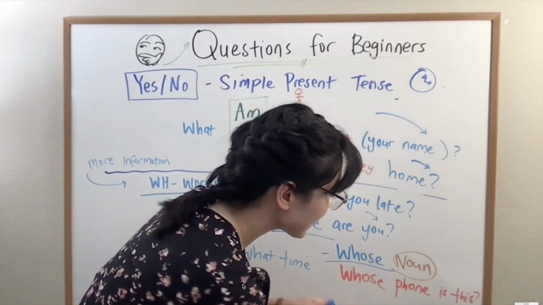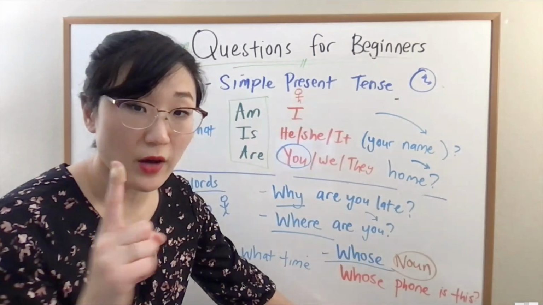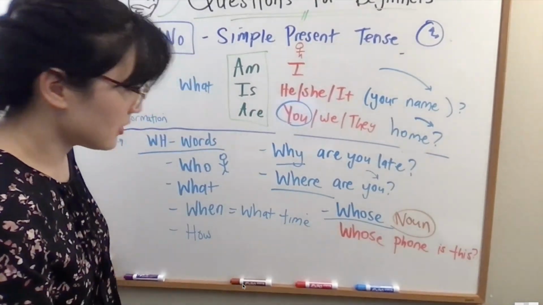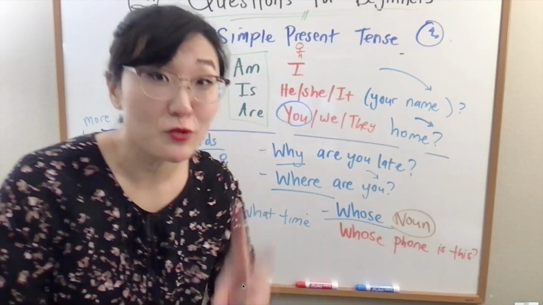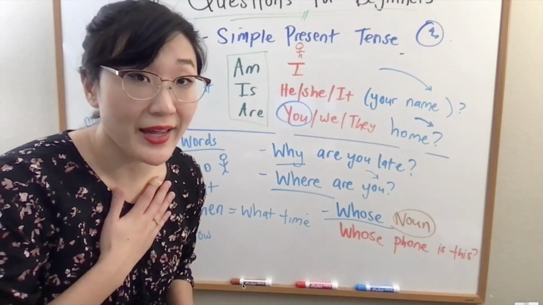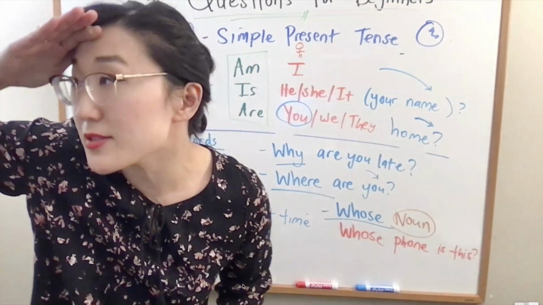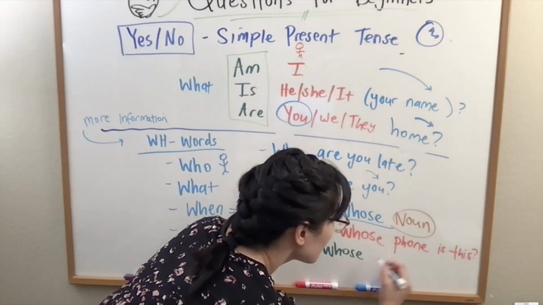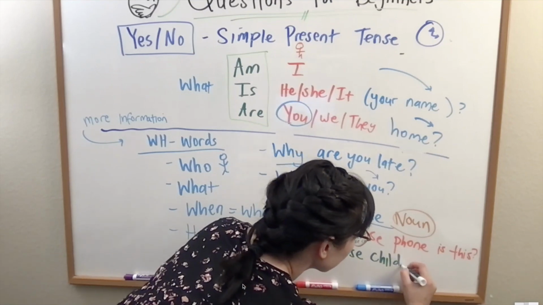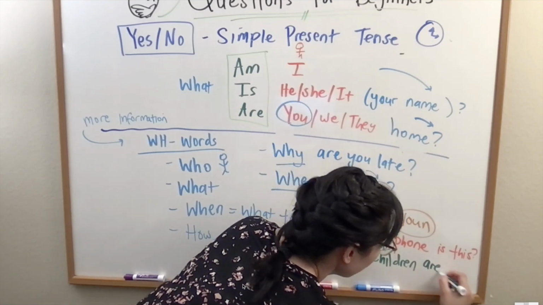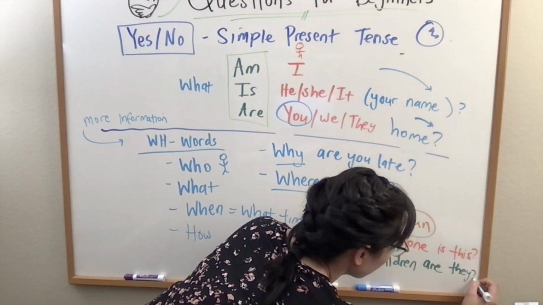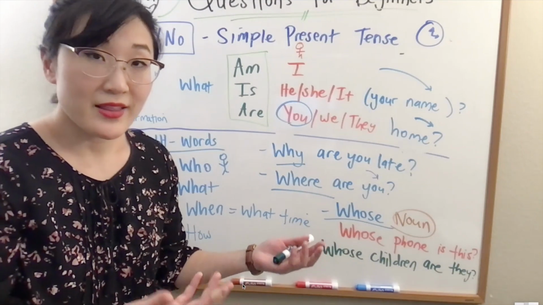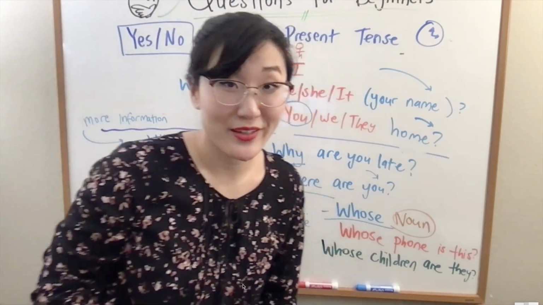This is because it's singular. I only have one phone. But if it's plural, if there's 2, for example, let's say children, there's 2 children at the park. I don't see the mom, I don't see the dad. So I say, excuse me, whose children are they? Whose children are they? They are their children, right?